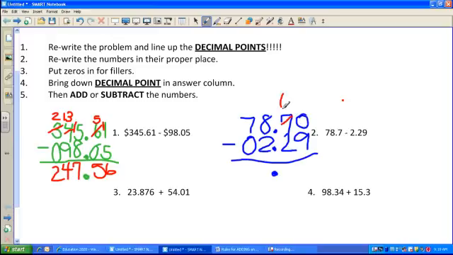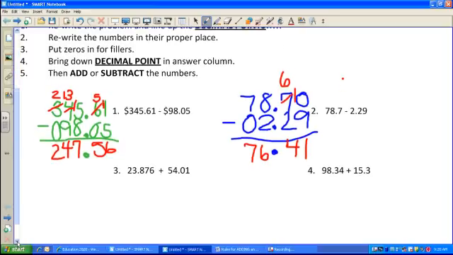So I have to borrow from the 7, makes that a 6, makes this a 10. So 10 take away 9, 1. 6 take away 2, that's a 4. Now to the left of the decimal point, 8 take away 2, 6, 7 take away 0, 7. So the problem itself is not that hard, but I do see this as the biggest mistake: students not putting a 0 there, therefore they drop the 9 down automatically. You cannot do that. So my answer for number 2 should be 76.41. All right, so let's move on.